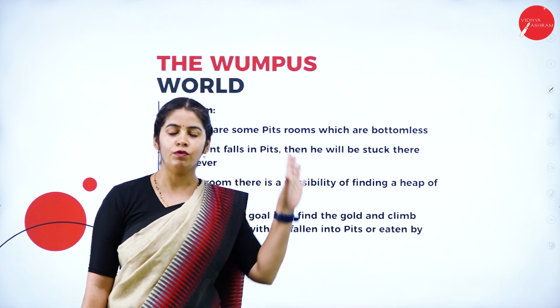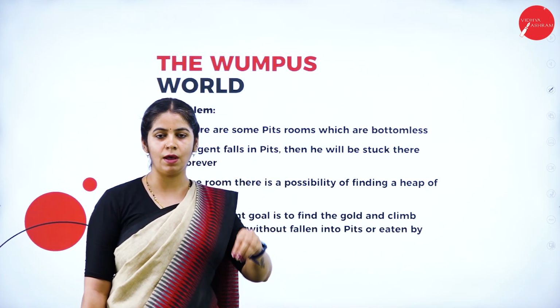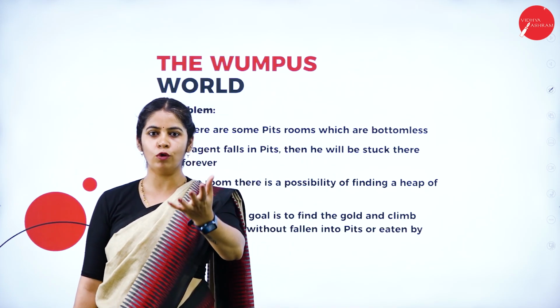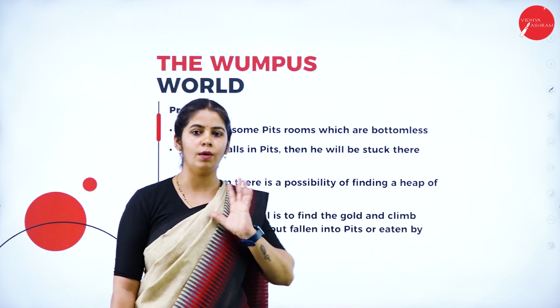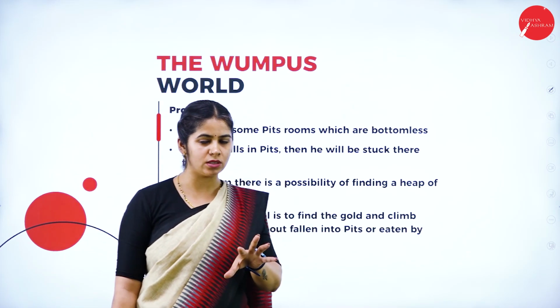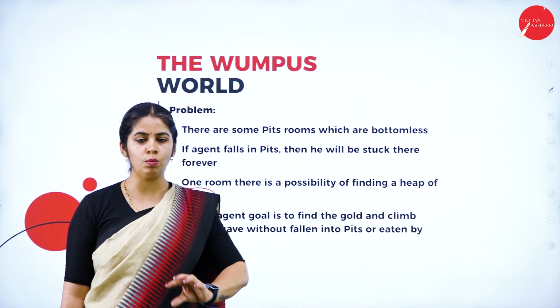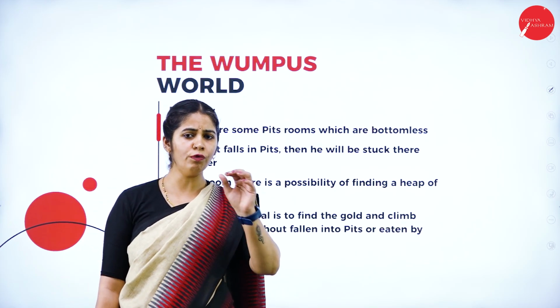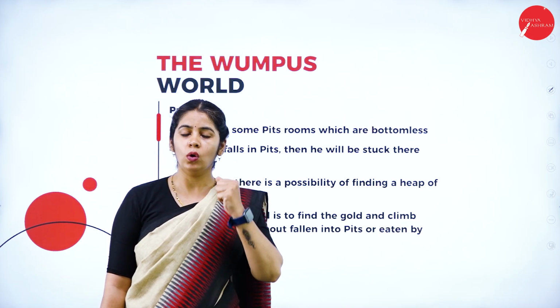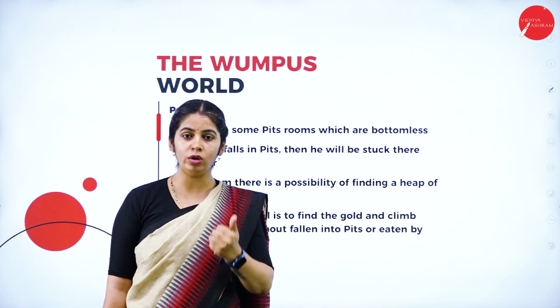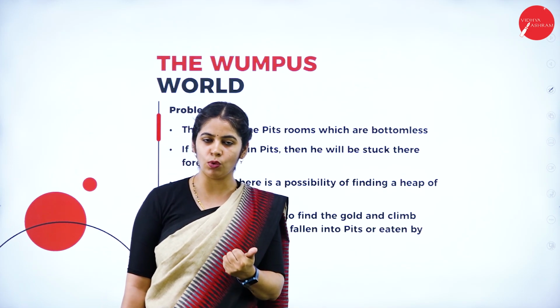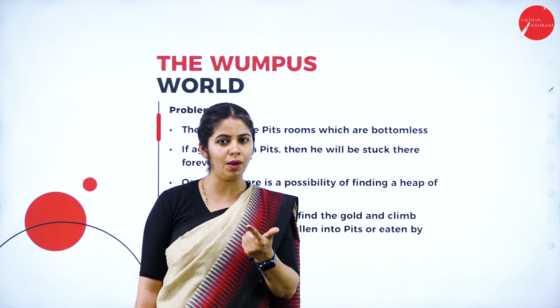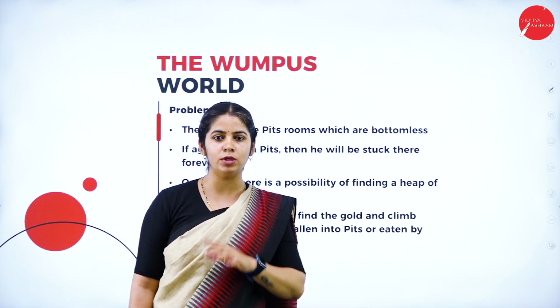We have a 4x4 grid. Somewhere the Wumpus is there, somewhere gold is there, and some rooms will have pits. The agent has to move across to find the gold. What is the goal of the agent? To get the gold without getting eaten by the Wumpus and without falling into a pit. This is the simple Wumpus world problem.